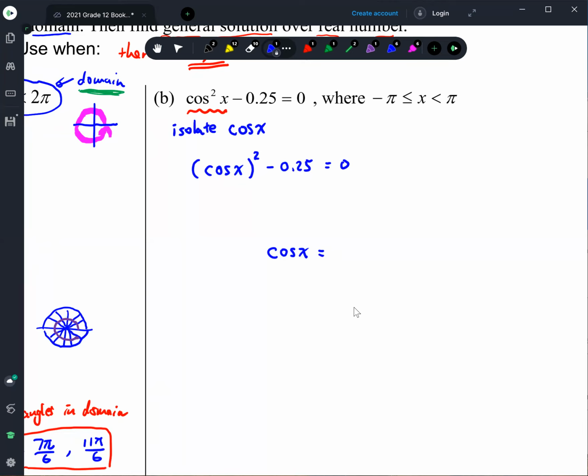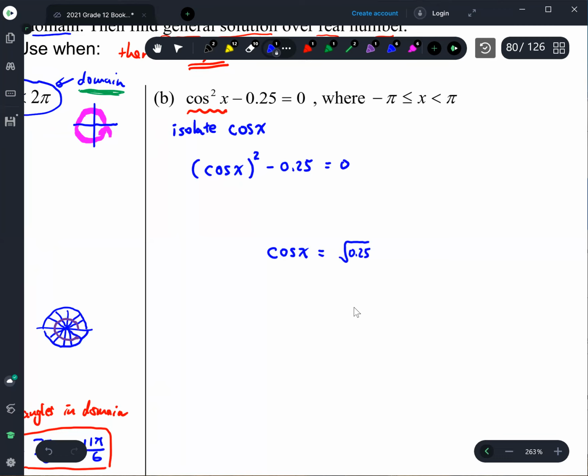All right, so Lily, what's your cosine x equal? Cosine x equals square root of 0.25. Okay, what is the square root of 0.25 then? It's 1 over 2. Okay, so we can write it as equal to 1 over 2.